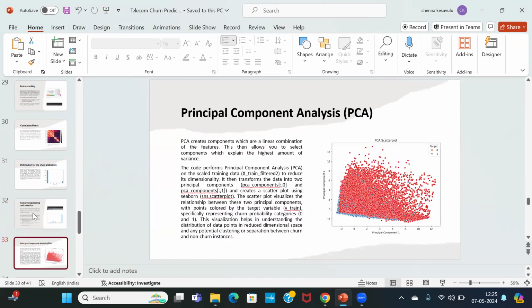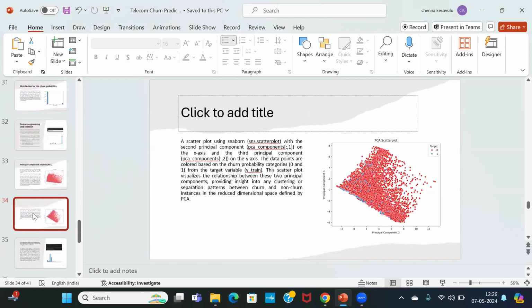Next slide. And what is PCA, Principal Component Analysis? So these are the linear combinations of the features that will allow you to select the components which explain the highest amount of the variance. So this visualization here helps us in understanding the distribution of the data points in reduced dimension space and any point clustering or separation between churn and non-churn instances. Can I have the next slide?